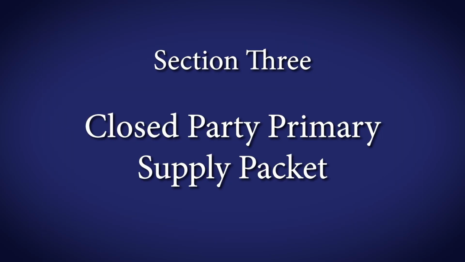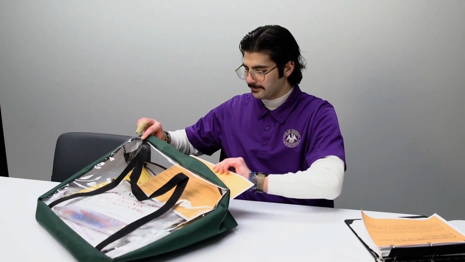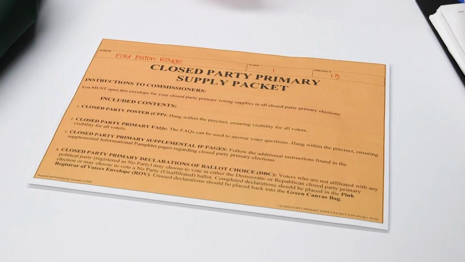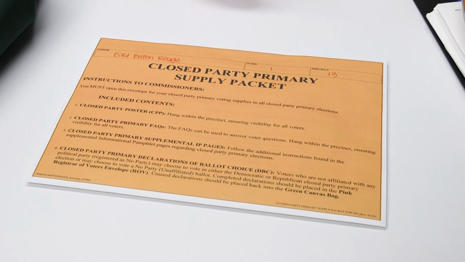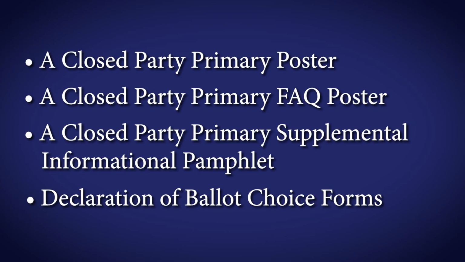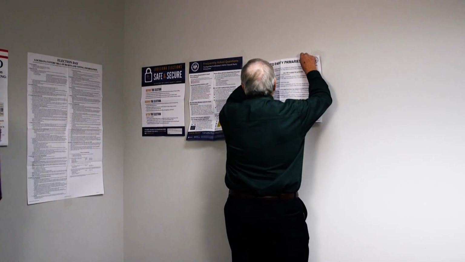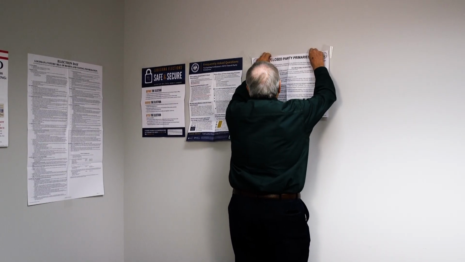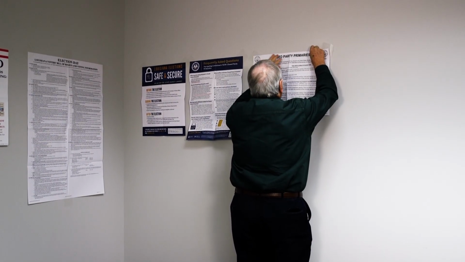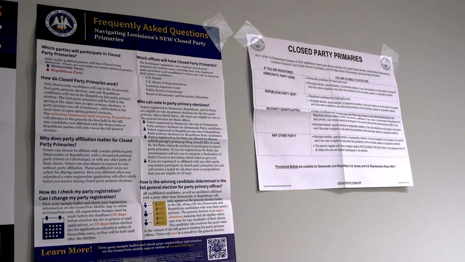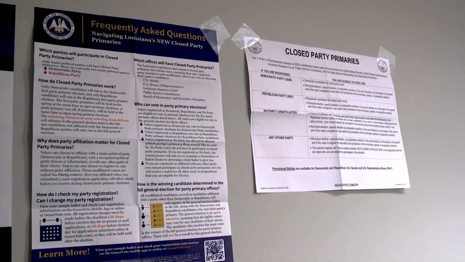Section 3. Closed party primary supply packet. Inside the green canvas bag, you will find the closed party primary supply packet. In the supply packet, you will have a closed party primary poster, a closed party primary FAQ poster, a closed party primary supplemental informational pamphlet, and declaration of ballot choice forms. Once you have located the closed party primary supply packet, hang both the closed party primary poster and the closed party primary FAQ poster by the sample ballots and other Election Day posters.